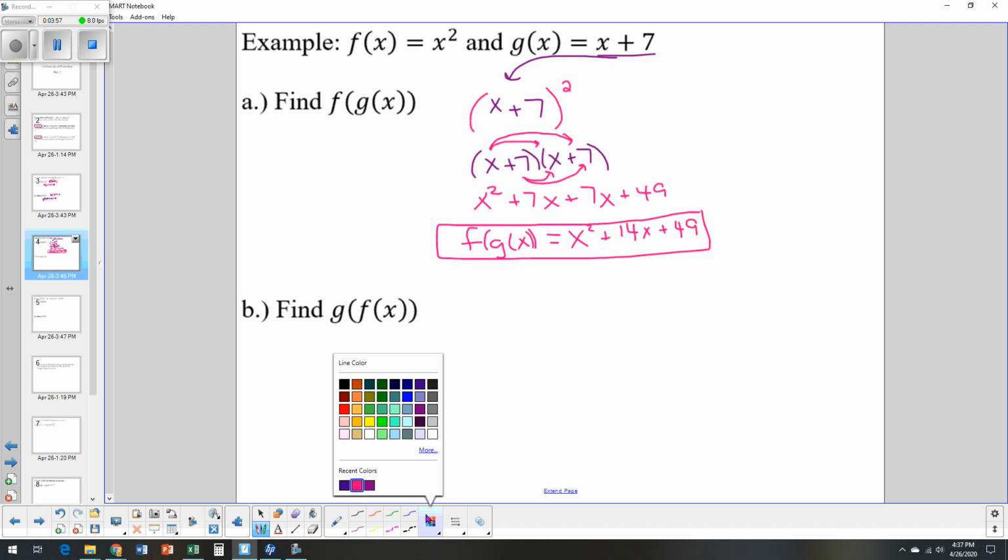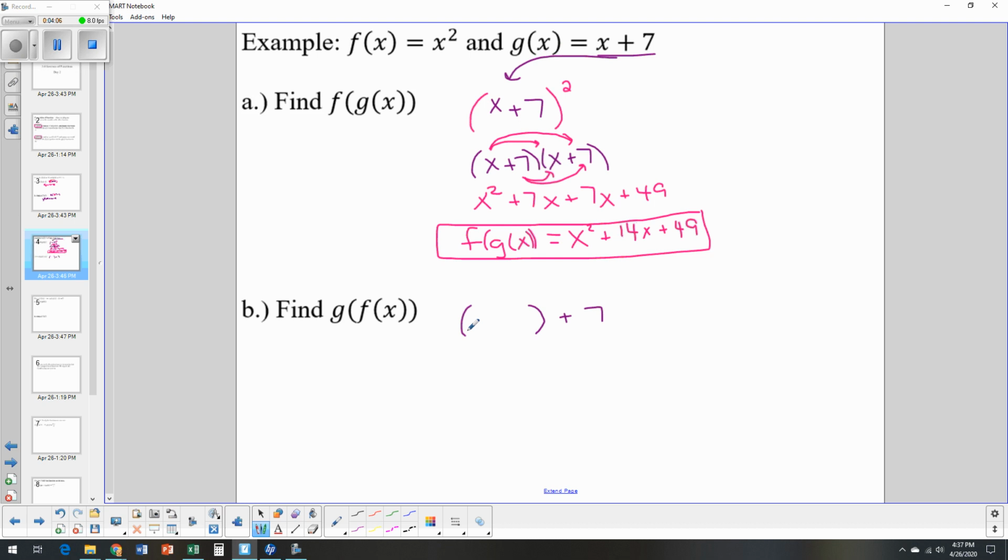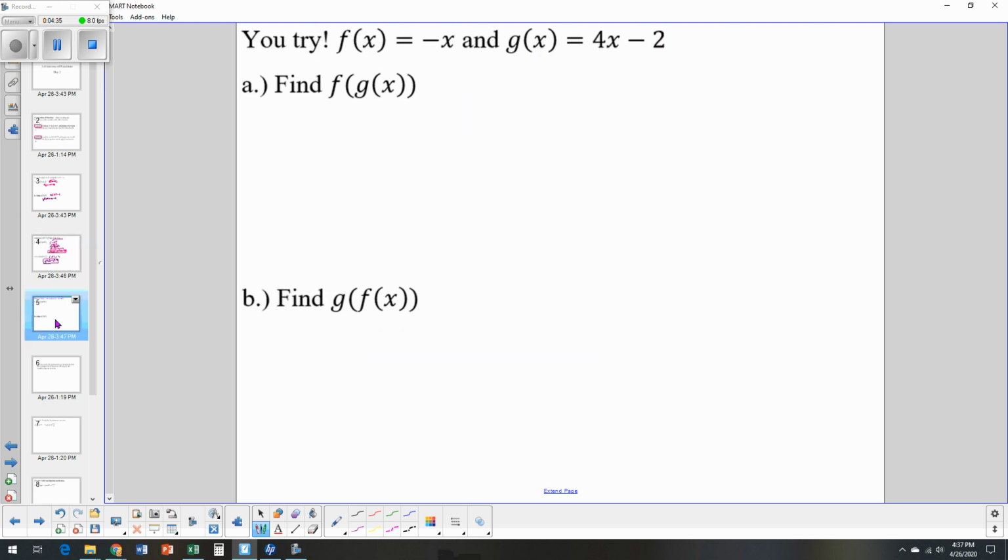Then we can look at g of f of x. So that means we're going to look at the g function as the outside, parentheses plus 7. And I'm now going to substitute in my f function to the parentheses. And there's nothing to really do here. So g of f of x is x squared plus 7. Okay? Try the next one, find those compositions, pause, and when you're ready, come back and check your answers.